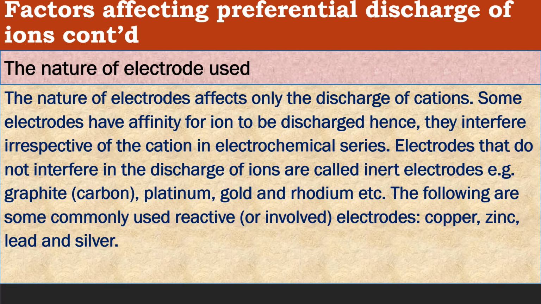But we have electrodes that will not interfere on which cation is to be discharged, which one is not to be discharged. Those ones are called the inert electrodes. They are called inert electrodes, and we have examples of carbon electrode, or if you like, you call it graphite electrode. We have platinum, we have gold, we have rhodium, etc.